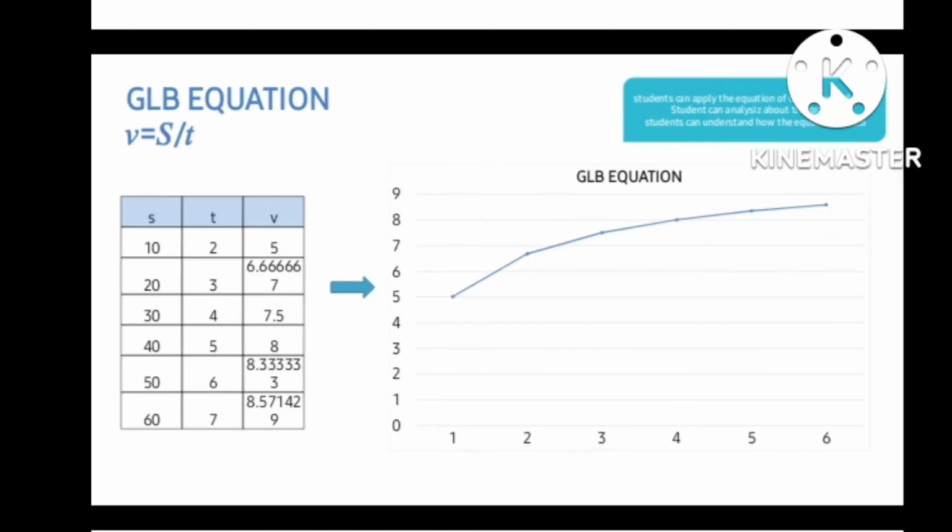Okay, next is the GLB equation. The formula of GLB is V equals S over T. If known, S is 10 and T is 2, so V, 10 over 2, is 5. So the graph we can see goes up slowly.